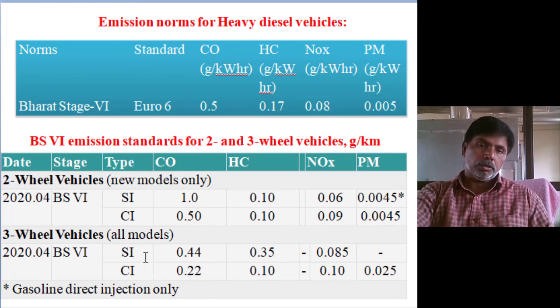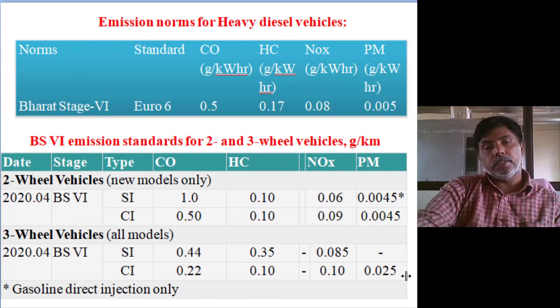For three-wheelers also, SI engine 0.44 grams per kilometer, for hydrocarbons 0.35 grams per kilometer, NOx 0.085 grams per kilometer. There is no particulate matter. In three-wheelers, an injector-based SI engine is not available. Coming to the CI engines, CO is 0.02 grams per kilometer, hydrocarbons 0.1 gram per kilometer, and NOx is 0.1 gram per kilometer. Particulate matter is 0.025 gram per kilometer.